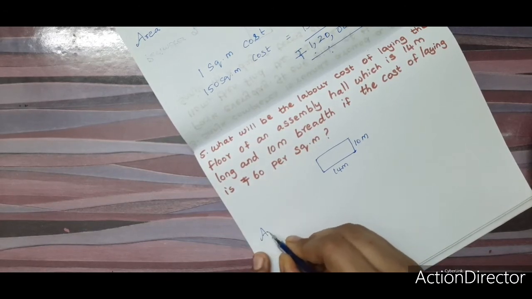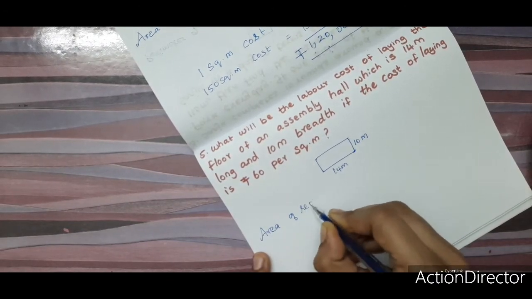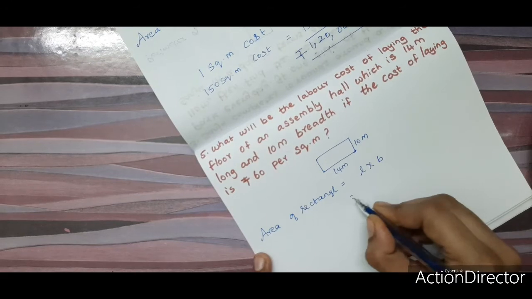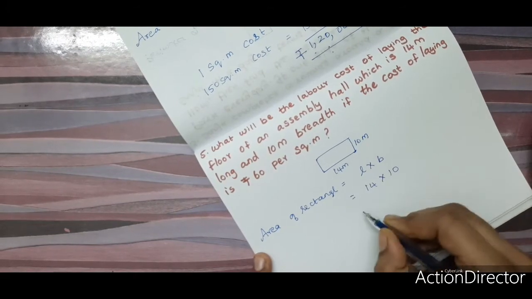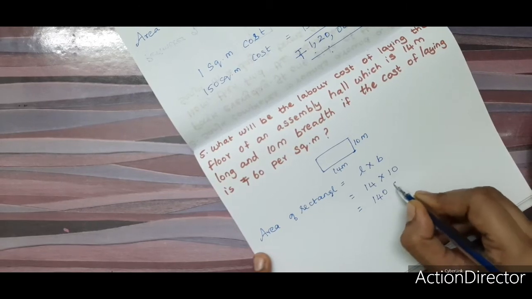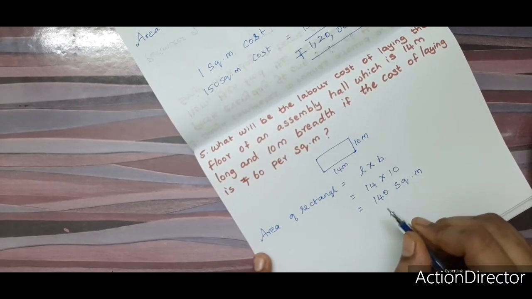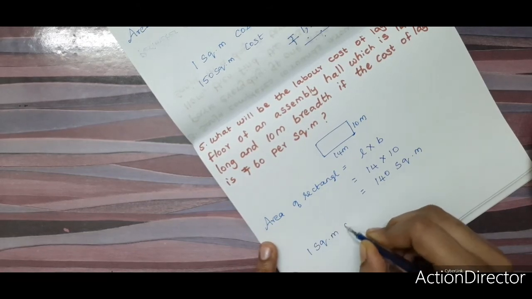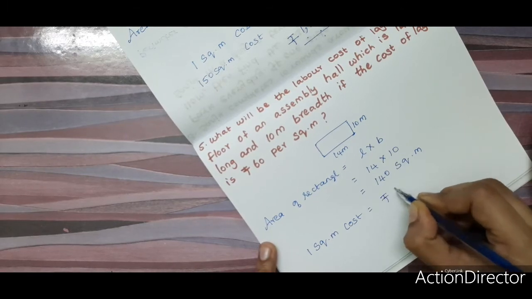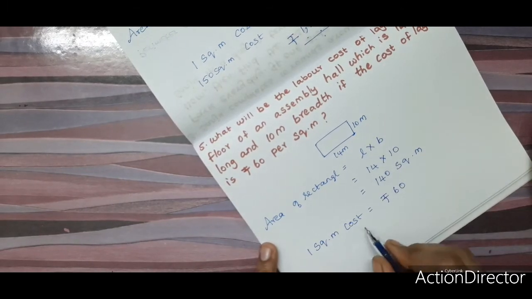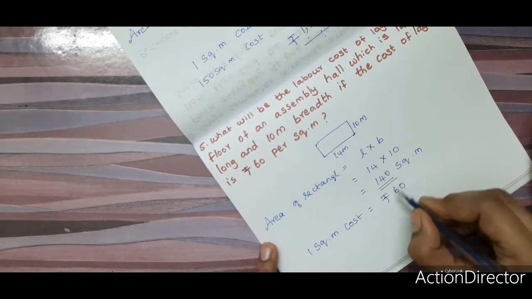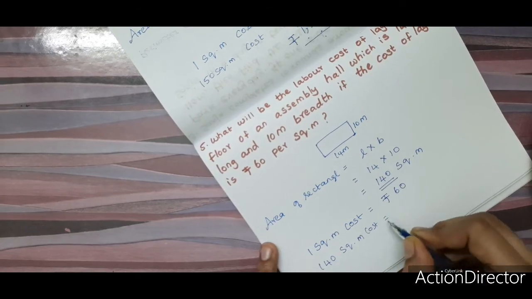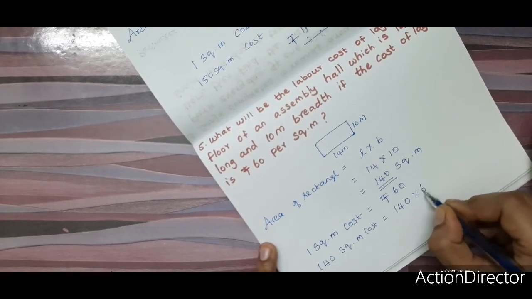So area of rectangle is length into breadth. So 14 into 10. What is 14 into 10? It is 140 square meter. Then 1 square meter cost is rupees 60. In total we have 140 square meter, and you are going to calculate the cost. So 140 into 60.